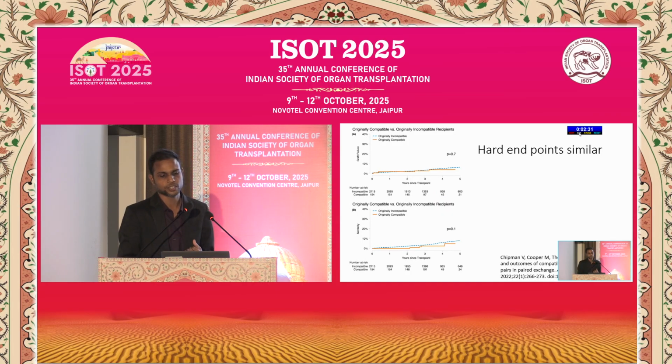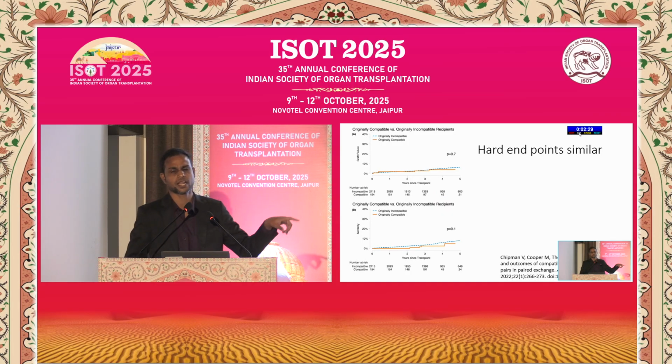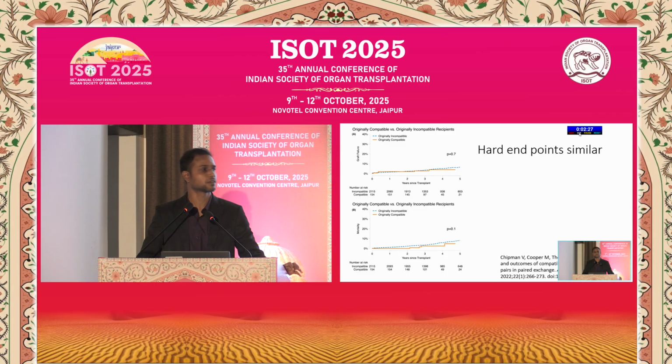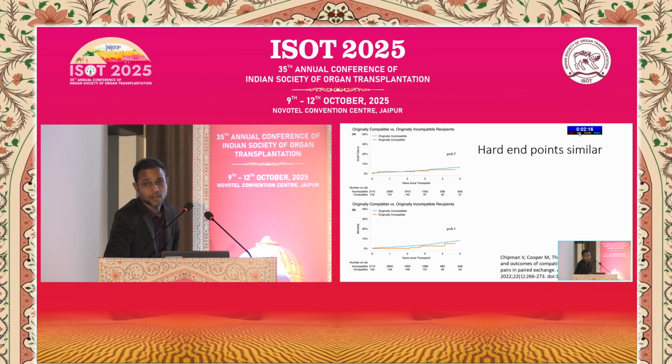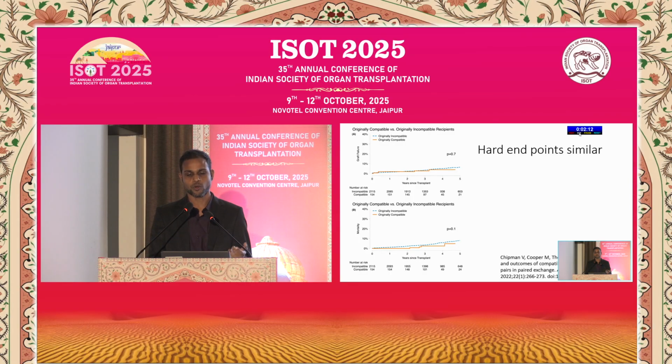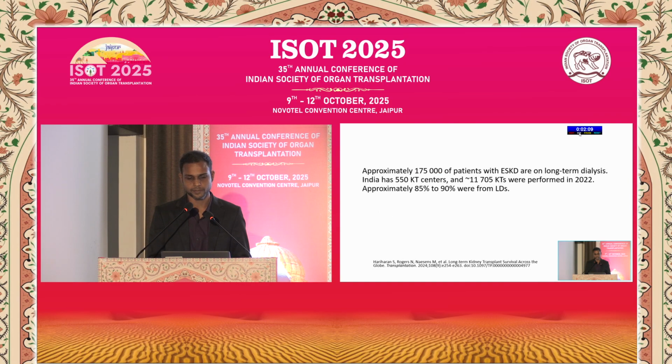These were the hard endpoints of that paper. In fact, this is the only paper I found in which compatible pairs in kidney exchange were exclusively studied. So when it comes to hard endpoints, the outcomes in terms of graft failure and mortality were similar in both the compatible pairs as well as the original pair that would have been transplanted.